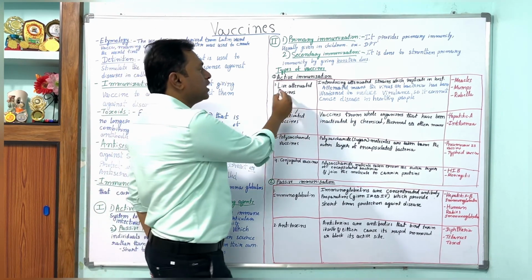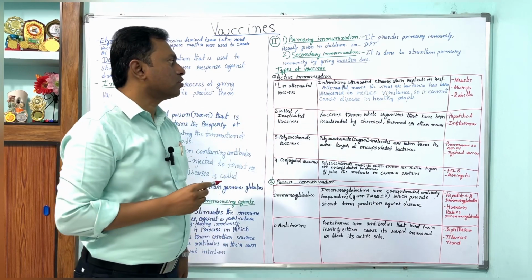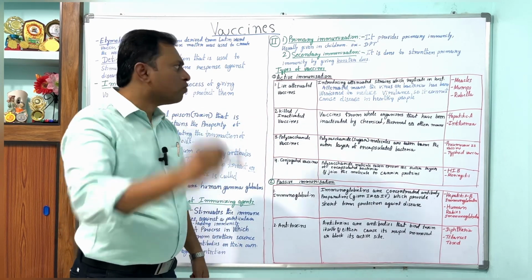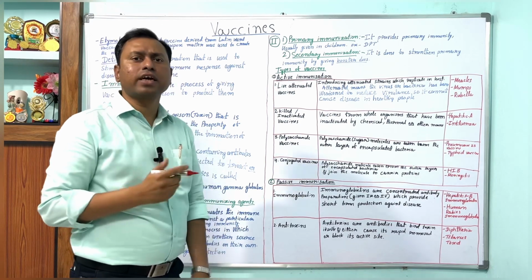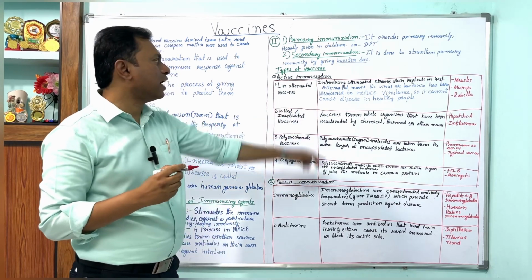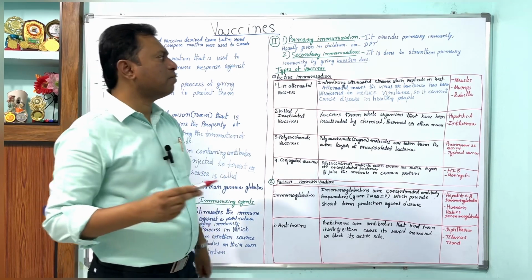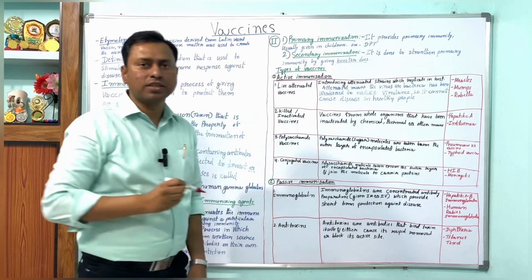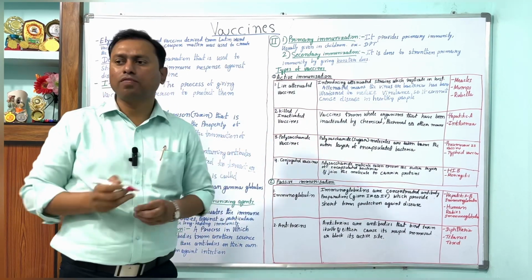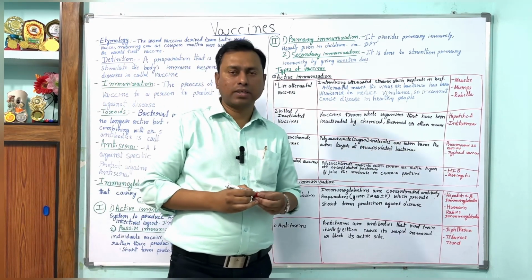That's why it is called a live attenuated vaccine. It means the disease-causing agent is weakened and then injected into the person. The very common examples are measles, mumps and rubella. These vaccines are examples of live attenuated vaccines.